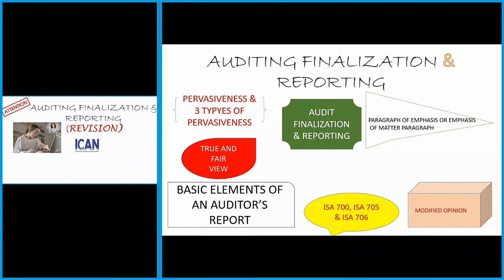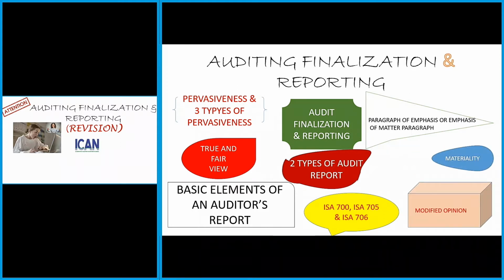We are going to touch on basic elements of an auditor's report so that we'll be able to understand what we should include, in case the examination comes in form of writing a report, we should be able to draft a quality report for that matter, during the exams. We are going to talk about the two types of audit report. We are going to talk about what materiality is and how to work on materiality as an auditor and use it to conclude our opinion on the audit that we have done.